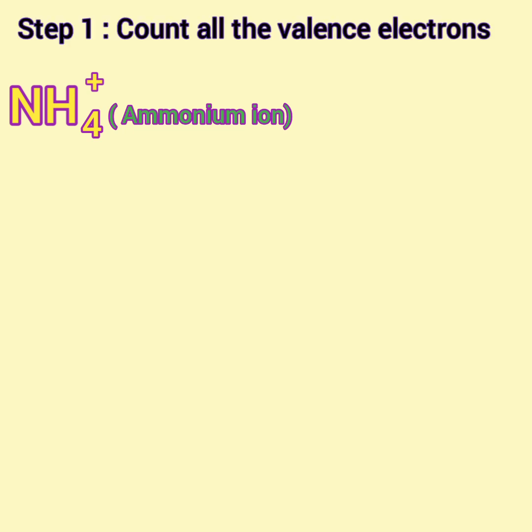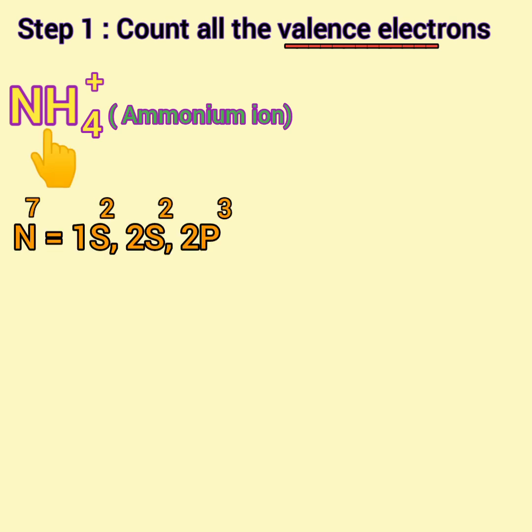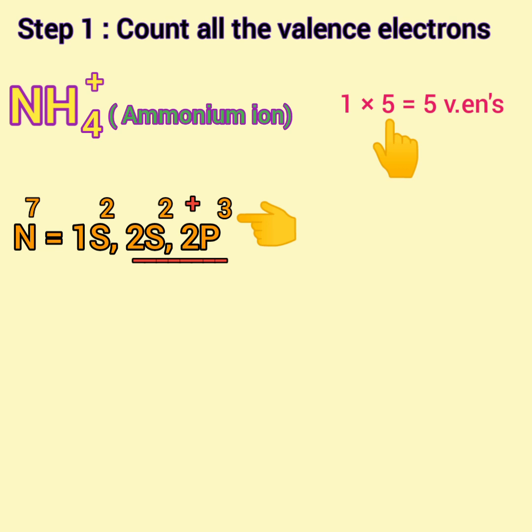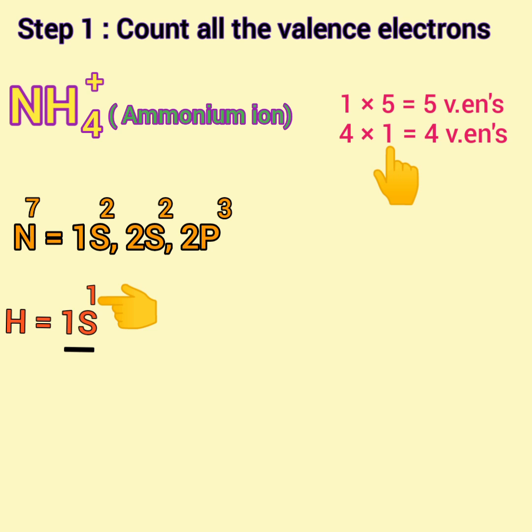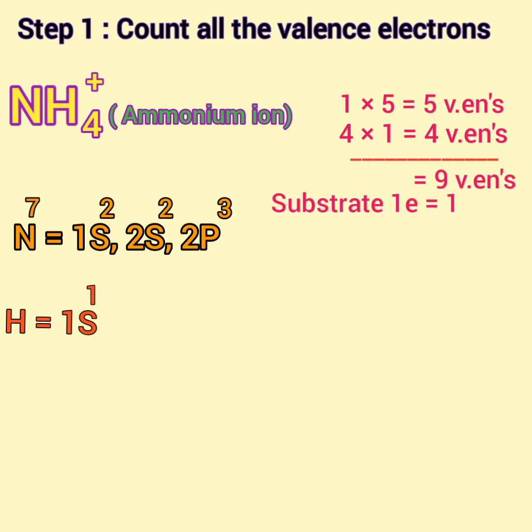Step 1. Count all the valence electrons. In ammonium ion, the number of nitrogen in this molecule is 1 into the valency of nitrogen 5 equals 5. And here in this molecule we have 4 hydrogen atoms, 4 into the valency of hydrogen 1 equals 4. And look at this molecule. Here is 1 positive charge, which means we have to subtract 1 electron. Therefore, the total valence electrons of NH4 plus is 8.